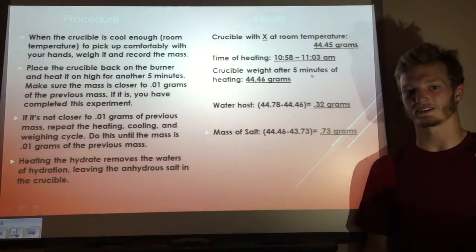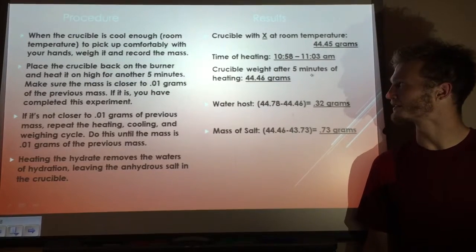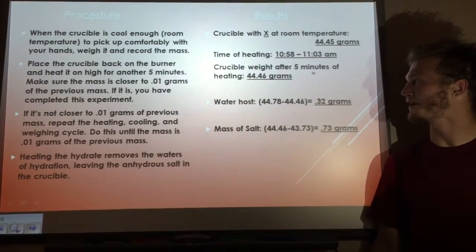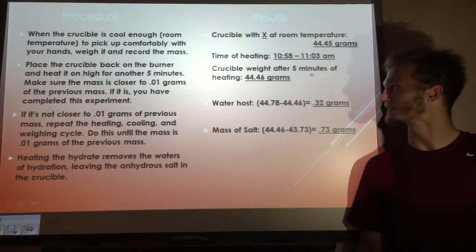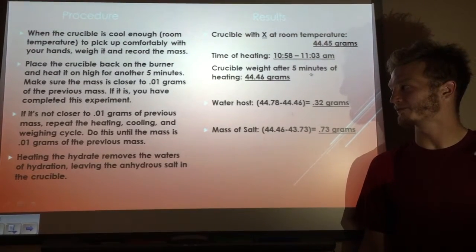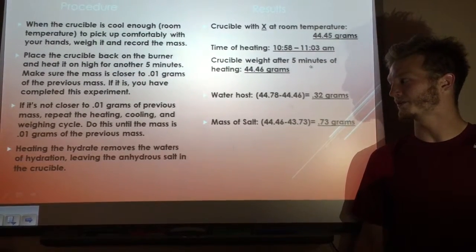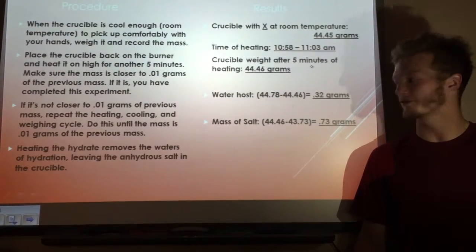And make sure the mass is closer than 0.01 grams of the previous mass. Our second weight after 5 minutes of heating was 44.46 grams. If it's not closer to 0.01 grams of the previous mass, repeat the heating, cooling, and weighing cycle. Do it until the mass is 0.01 grams of the previous mass.